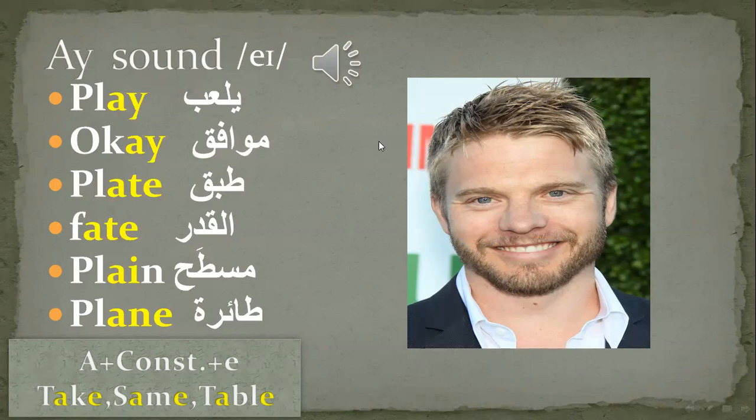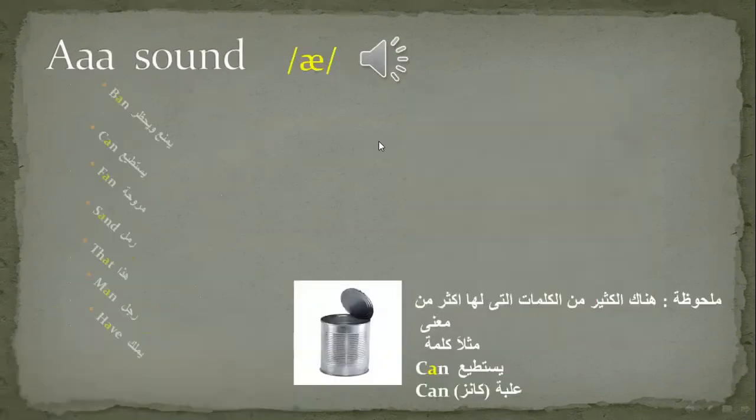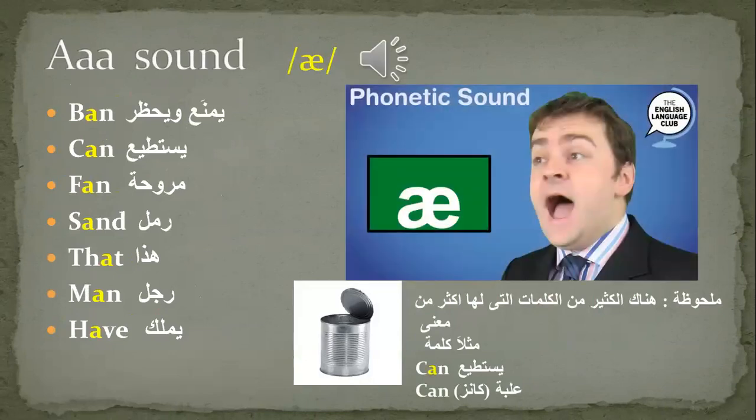Good job. The third sound is the A sound, and this is its phonetic symbol. We usually have this sound if we only have one A in one word. Usually this A is pronounced with this sound. Normalmente cuando se tiene solo una A en una palabra, la pronunciación es así.